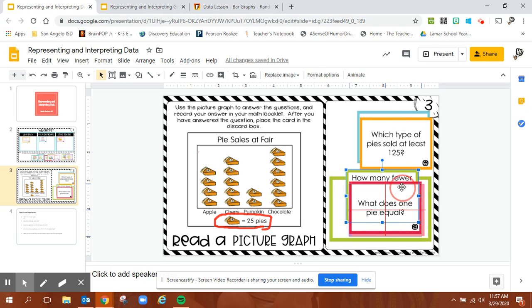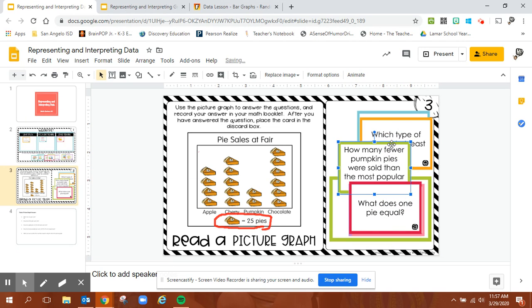What does that word fewer usually tell us? If we think about fewer, it's like we're looking for a difference. And when we're looking for a difference, that means we're going to be subtracting, right? Okay, so I know I'm going to be subtracting pumpkin pies and the most popular pie.